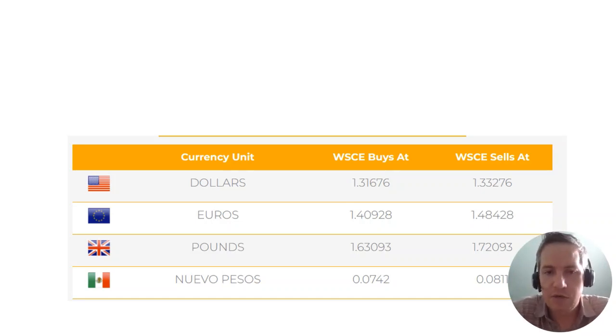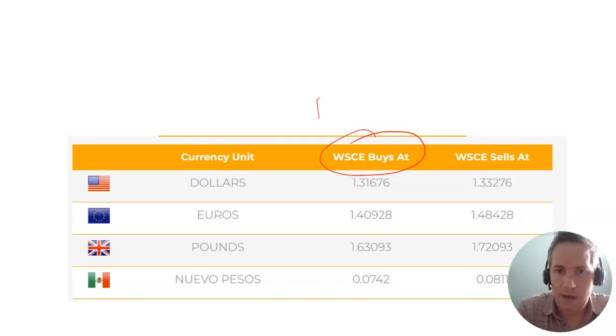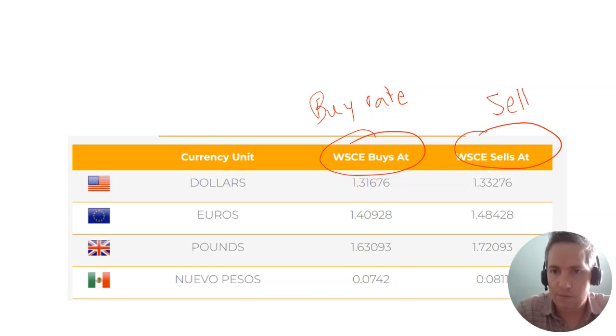Now, you can see exchange rates for different places because it doesn't mean that we're necessarily coming from the US. Maybe we're coming from Europe. Maybe we're coming from England. Maybe we're coming from Mexico. And so we've got these different exchange rates that are listed on here. You will see that there are two different types of exchange rates. There is a buy rate. So the buy rate is different than what we call the sell rate. So this is the sell rate.